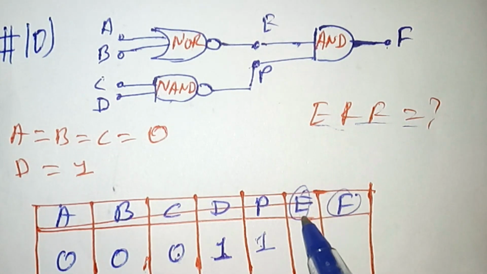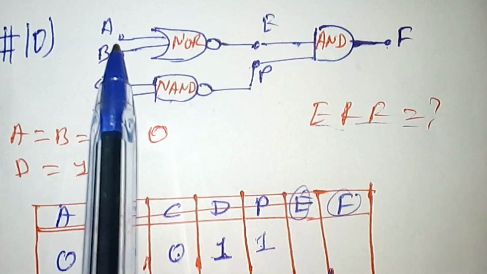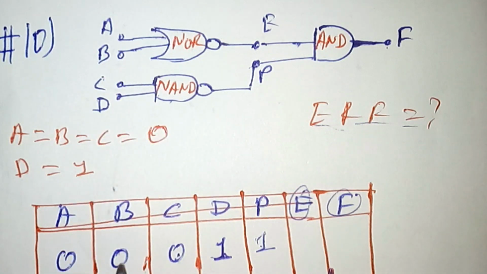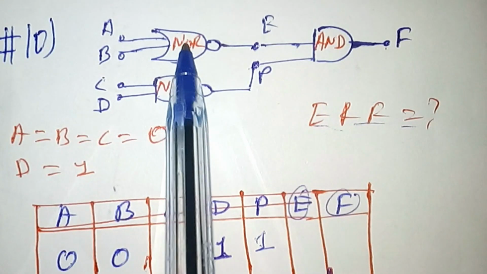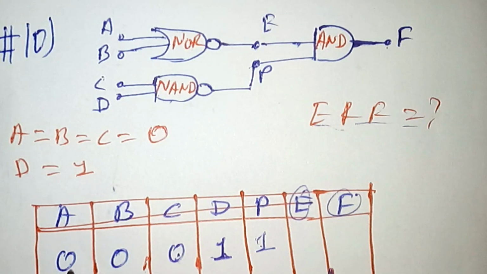At the output E, the inputs are A and B, which are 0 and 0, and we have a NOR gate for this. NOR is the opposite of OR. We know that 0 OR 0 is 0, but NOR is the opposite of OR, so 0 NOR 0 is 1.